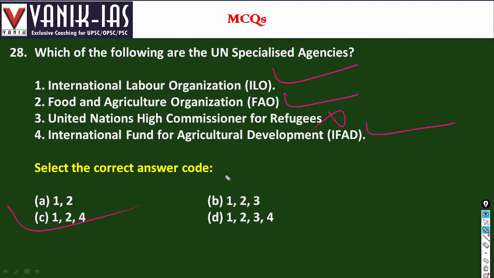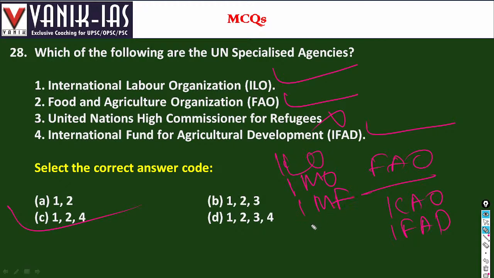What are the specialized agencies? FAO, Food and Agriculture Organization; International Civil Aviation Organization (ICAO); International Fund for Agricultural Development (IFAD); ILO; IMO, International Maritime Organization; IMF, International Monetary Fund; ITU, International Telecommunication Union; and UNESCO, United Nations Educational, Scientific and Cultural Organization. These are all specialized agencies, right?